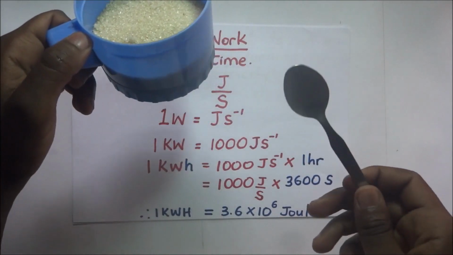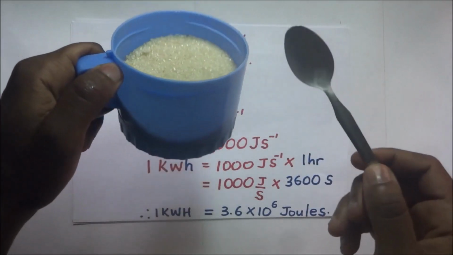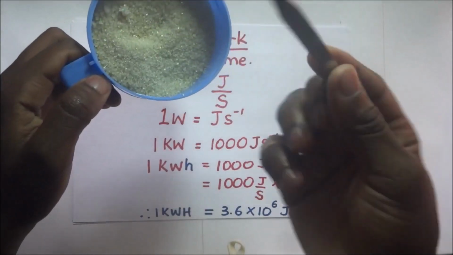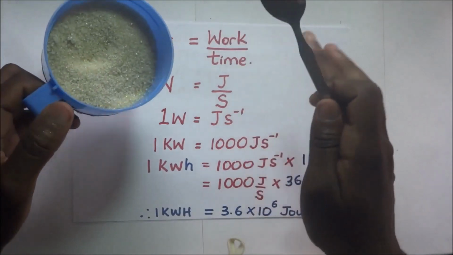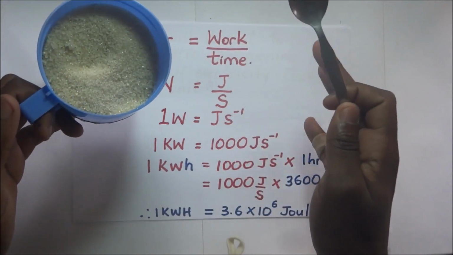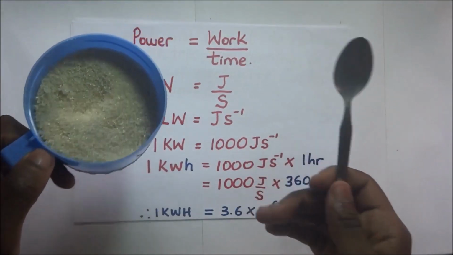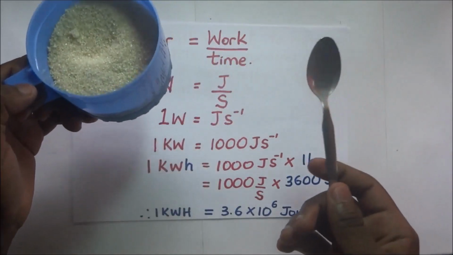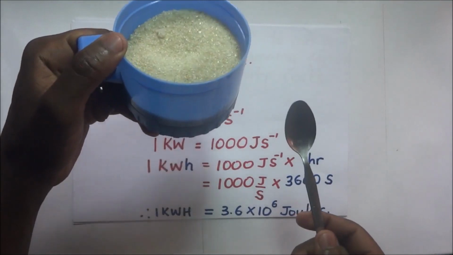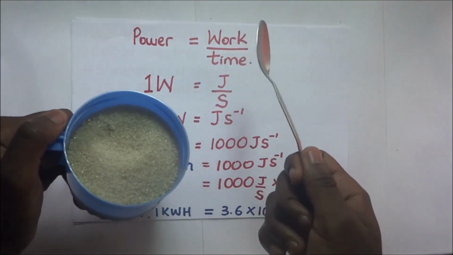I have this cup right here. Inside it there is some sugar, right? I have a spoon right here. Now let's imagine that I am having a very big bag of sugar. This bag is filled with sugar, but I want to sell this sugar. I want to distribute it. Now, I have two options. I can either use this cup to distribute this sugar, or I can use this spoon.